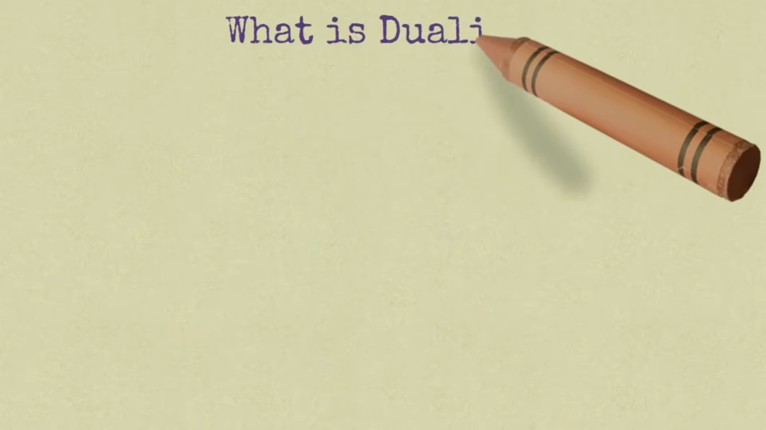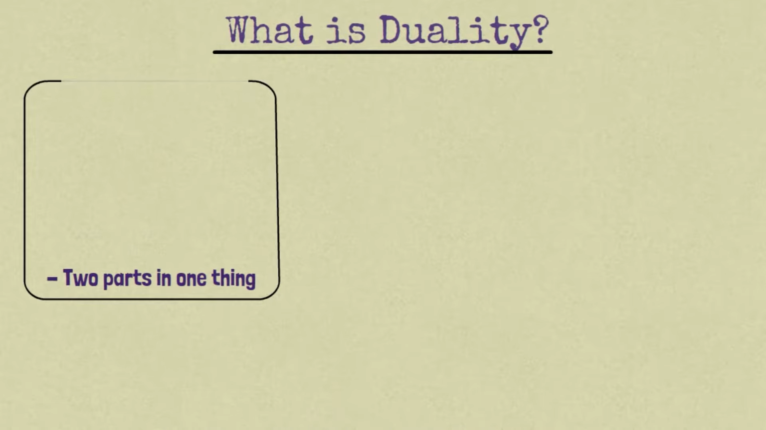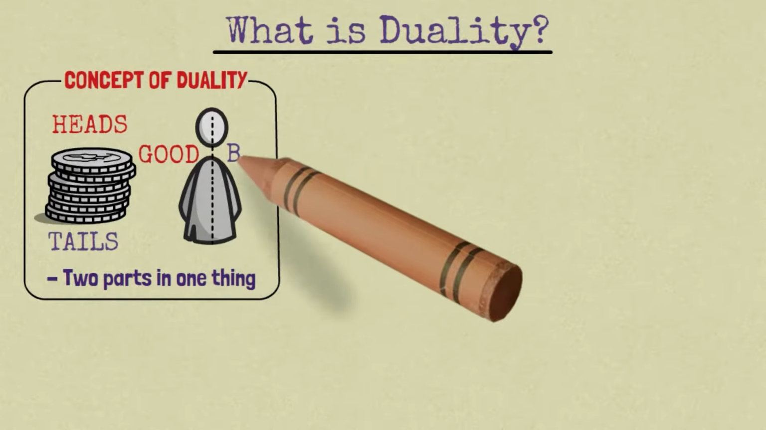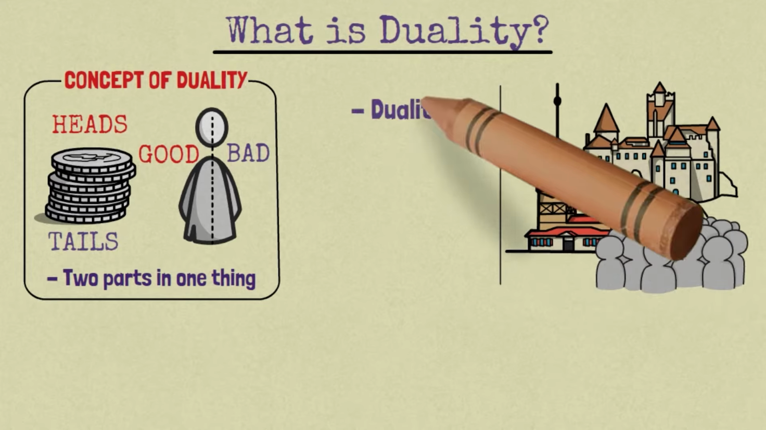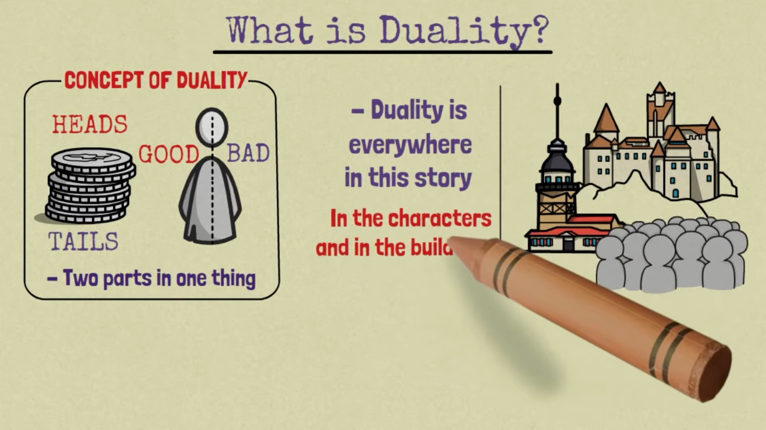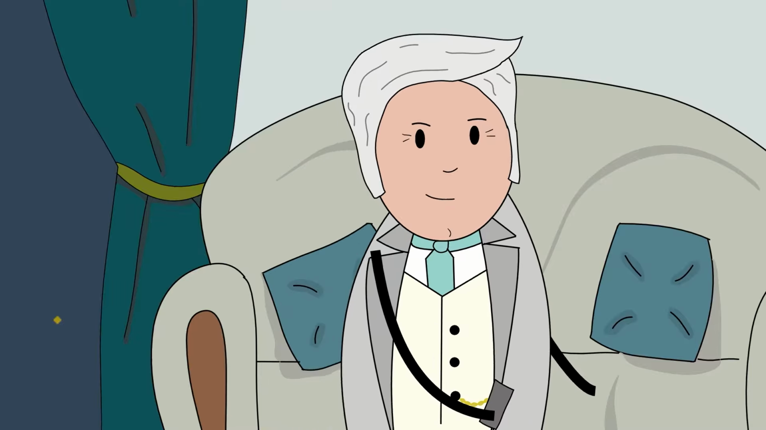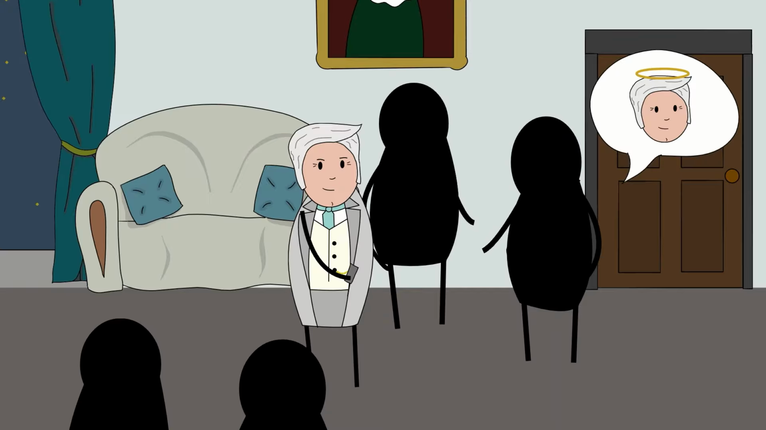So, duality is the idea that there are two parts in one thing, for example, two sides of a coin. But in this novella, we are mostly looking at the duality in human nature. This theme shows up everywhere in the story, from the characters themselves to the very buildings they live in, which shows that the author, Robert Louis Stevenson, was not just writing about one man's drastic transformation, but also about an insightful exploration of the duality within all of us.